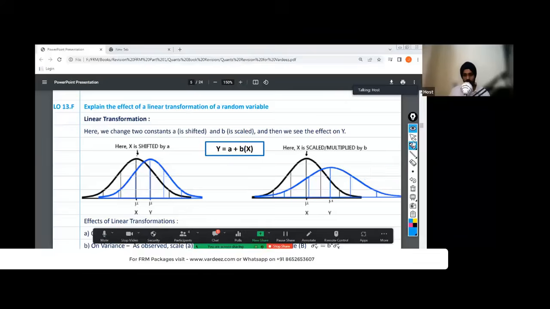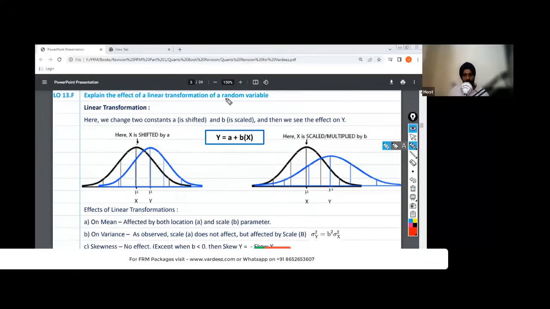Now, linear transformation, so the effect of a linear transformation of a random variable. What exactly we are doing is taking a random variable. Let's say we have a random variable y and another random variable x, and we are making changes to this x. Let's say we have two constant values, a and b. We are making a change using a and b, and trying to find what the transformation on this x, or sorry, y, is. That's what a linear transformation does.